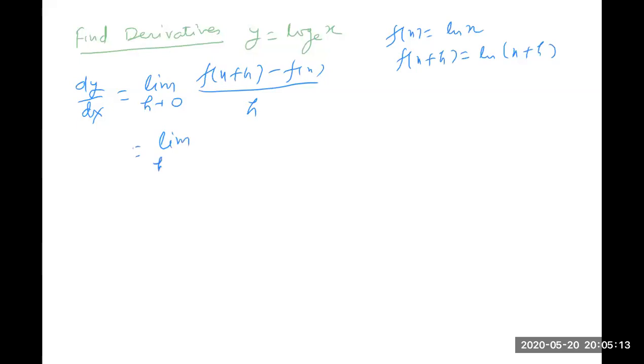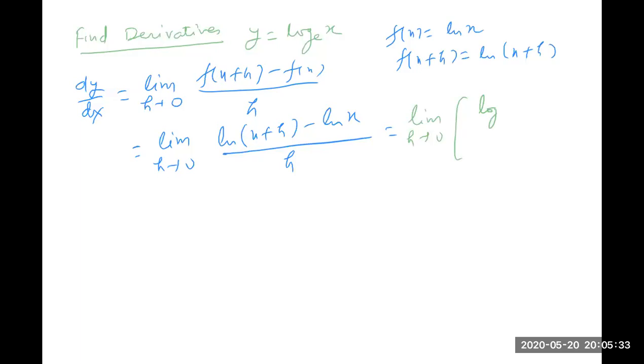Limit h tends to 0. What is f(x plus h)? Log(x plus h) minus log x upon h. Now log a minus log b is log of a upon b. Limit h tends to 0, this is log of ((x plus h) upon x) upon h. Here some trick is there, a small thing. You can write this as limit h tends to 0, log(1 plus h upon x) upon h.